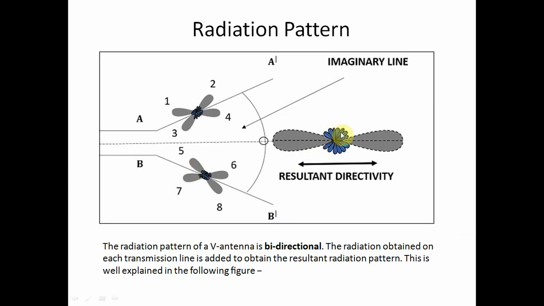Then this is the radiation pattern. The radiation pattern is a schematic representation of the strength of the signal, and it shows the type and operation of the antenna. It is a bidirectional antenna, and its radiation is also bidirectional. This arrow shows the resultant directivity. This is the major lobe, and here are the minor lobes. The radiation obtained on each transmission line is added to obtain the resultant radiation pattern.